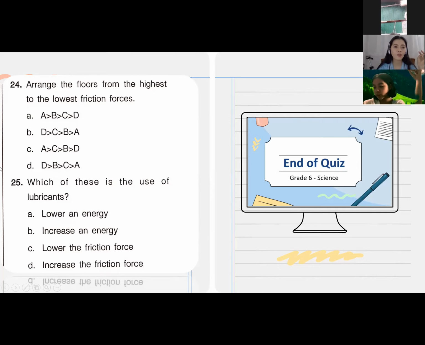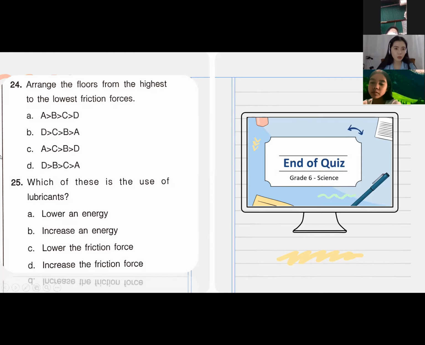Okay? A. A, B, C, D. B. D, C, B, A. C. A, C, B, D. Or D. D, B, C, A. Look at your book.